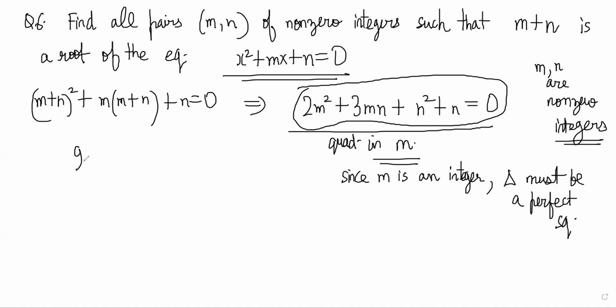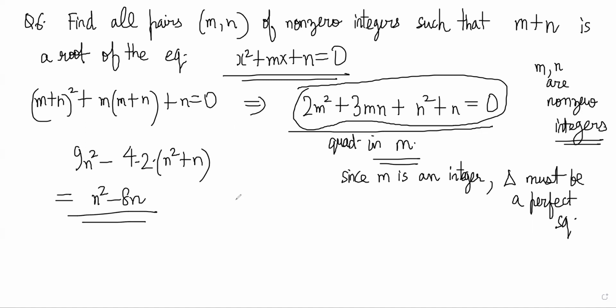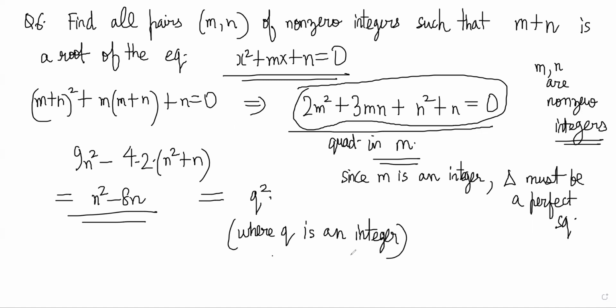We have 9n squared minus 4 into 2 into n squared plus n. So the discriminant is coming out to be n squared minus 8n. That must be a perfect square. So it must be equal to q squared where q is an integer. Basically, we are getting n squared minus 8n is equal to q squared where q is an integer. And we have to analyze that a little bit now.